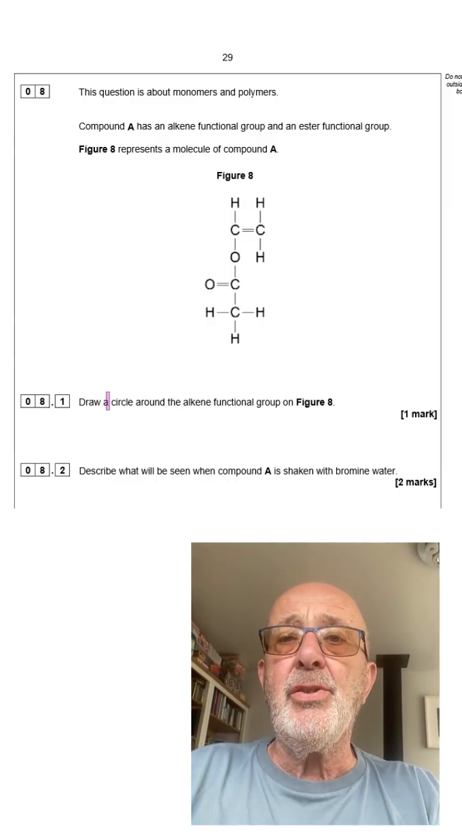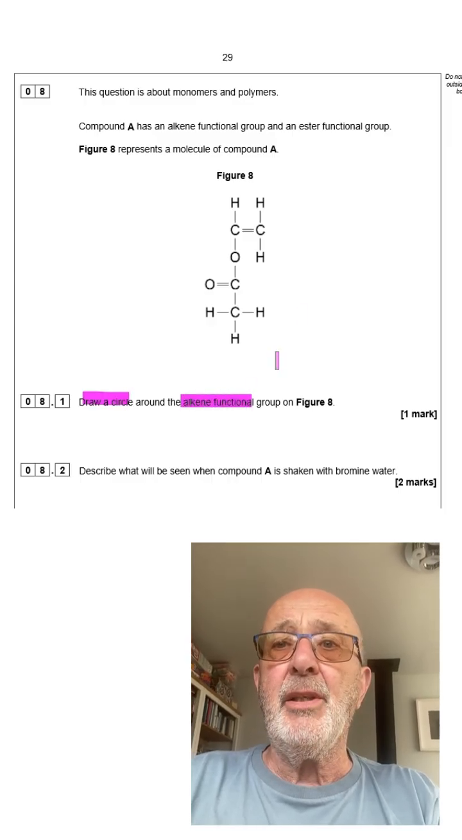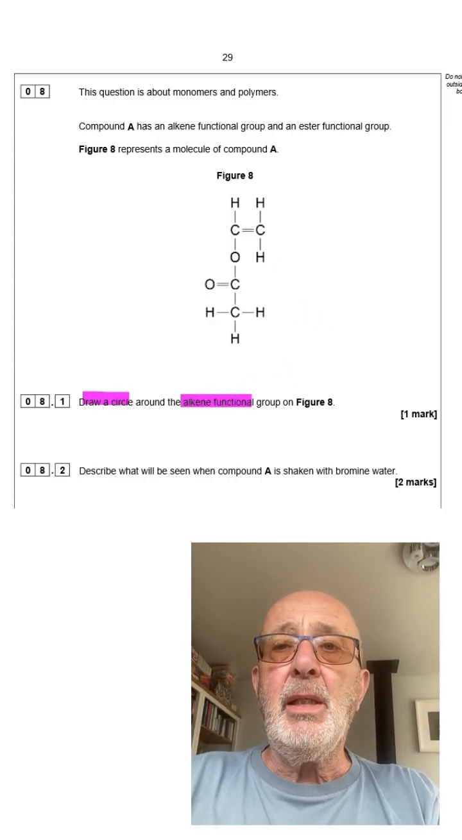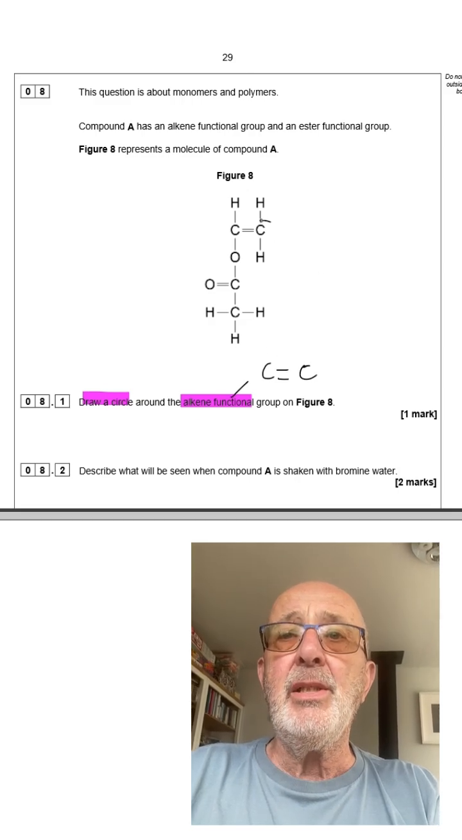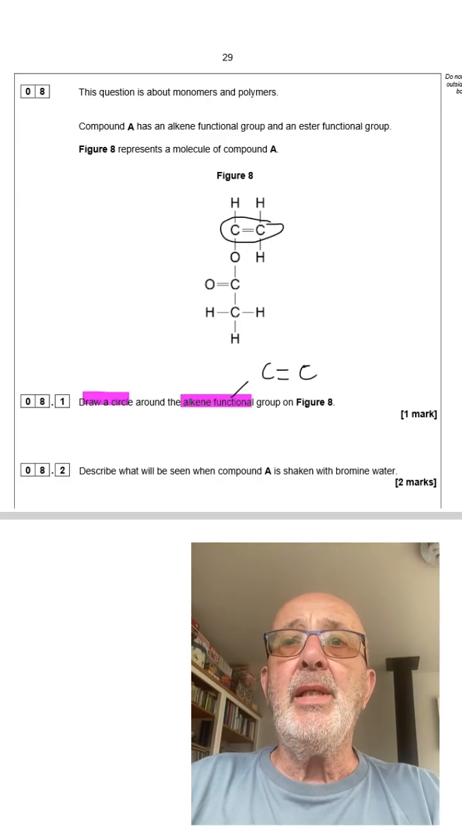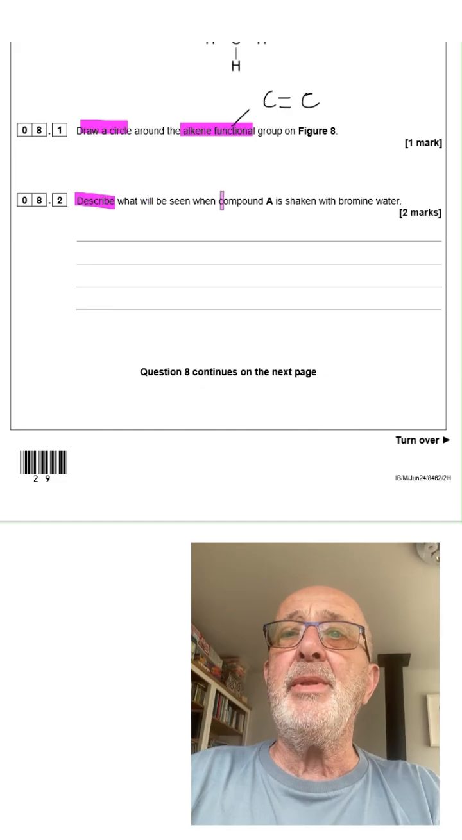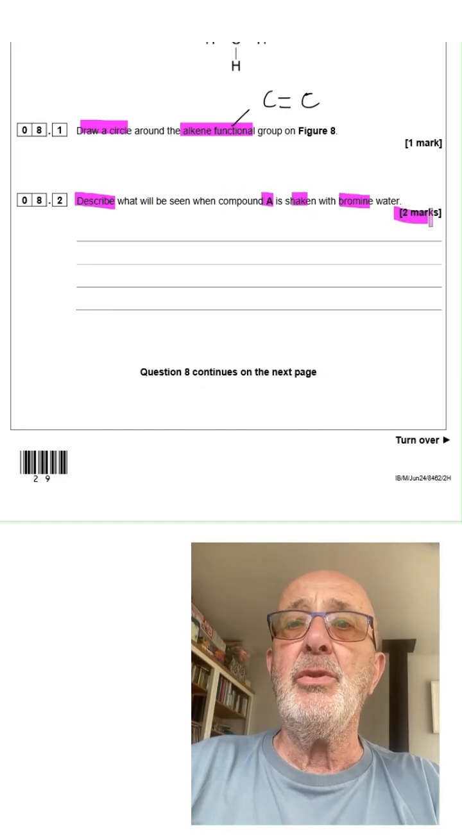8.1, draw a circle around the alkene functional group on figure 8. So we know an alkene functional group is a carbon-carbon double bond, and here it is, 1 mark. Easy peasy. 8.2, describe what we'll be seeing when compound A is shaken with bromine water. This is for 2 marks.